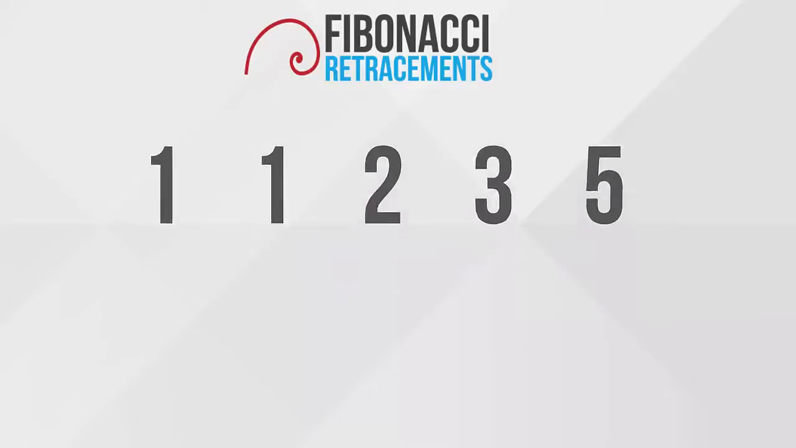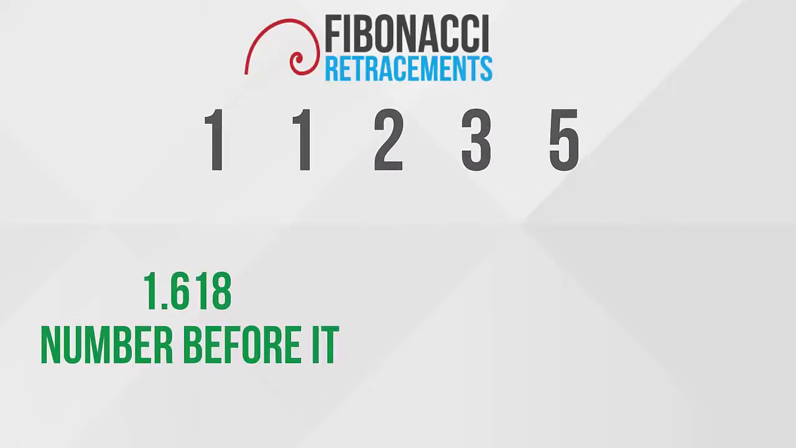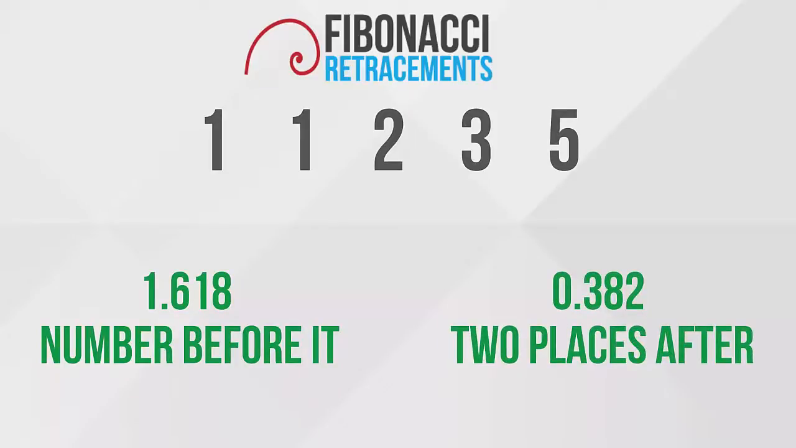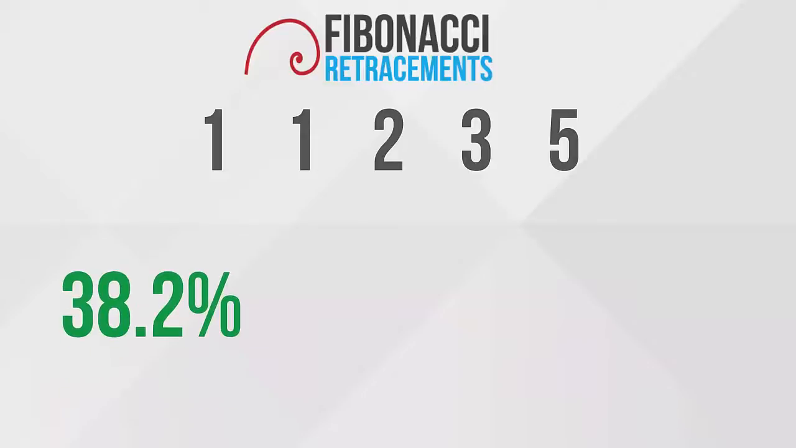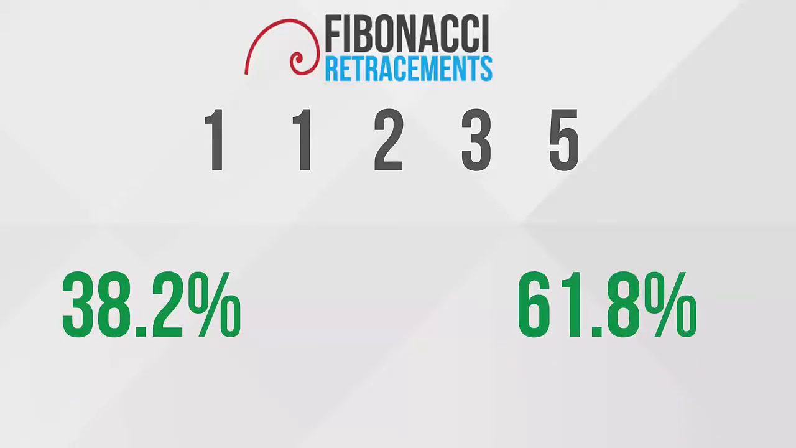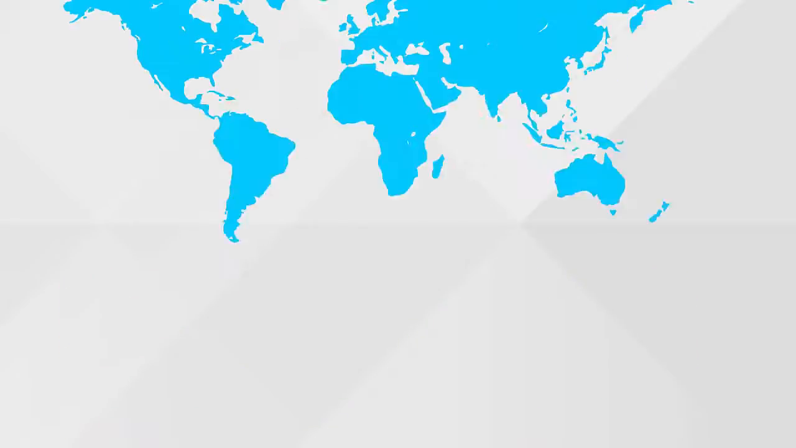Any number is about 1.618 times the previous number. If we divide a number by the number 2 places to the right, we get a ratio of 0.382. This is where the percentages 38.2% and 61.8% come from.